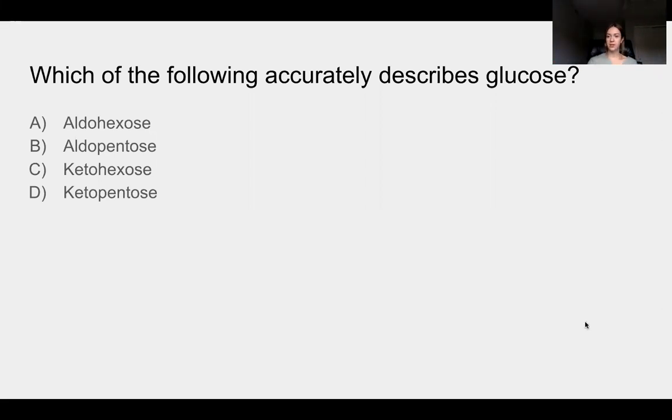All right, so our answer here is going to be A, aldohexose. Aldo means that we have an aldehyde group, and hexose means that there are 6 carbons. So keto obviously would be that there's a ketone group, and pentose would be only 5 carbons. This question is really just testing to see if you know the structure of glucose. So if you knew maybe that glucose was a 6 carbon sugar, but you weren't sure if it was an aldehyde or a ketone, you could at least cancel out 2 of your answers.